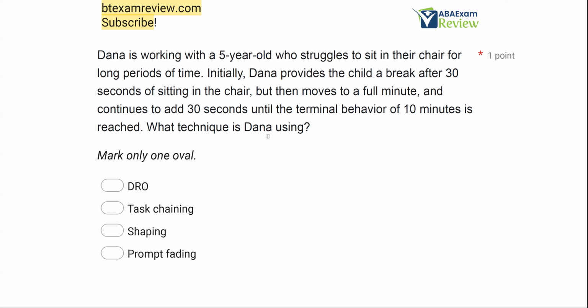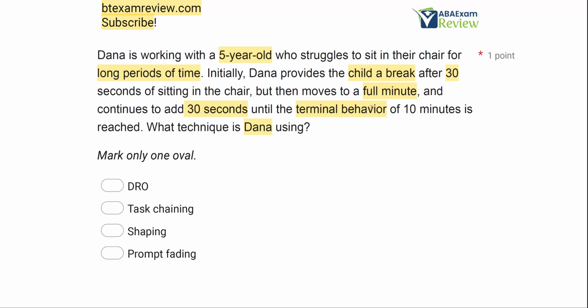So, looking at an intervention question here, we're trying to identify what intervention or technique is being used in the scenario. We have Dana, who's working with a 5-year-old who struggles to sit in their chair for a long period of time. Essentially, what Dana's trying to do is increase the client's chair sitting, helping them to sit in the chair for a longer period of time. And how is Dana going about doing that? Well, she's reinforcing the child with the break if they sit for 30 seconds. Once they've sat for 30 seconds and got reinforced, she then moves to a full minute and continues to add 30 seconds until the terminal behavior is reached.